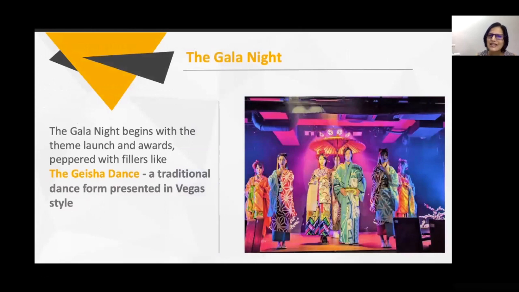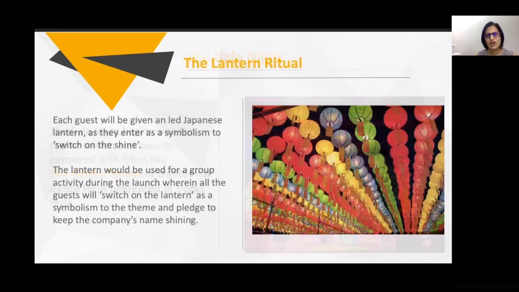Then you would have certain entertainment elements like the geisha dance. The geisha is a very popular Japanese dance. If you've heard of Memoirs of a Geisha, it's basically about women who used to entertain men in those times. But now it is more of a folk thing, more popular culture. In Las Vegas, there is something called a geisha fashion show, where people dress up as geishas and have a fashion show, again with a lot of lights and a lot of Japan in it. So we suggested this entertainment option.